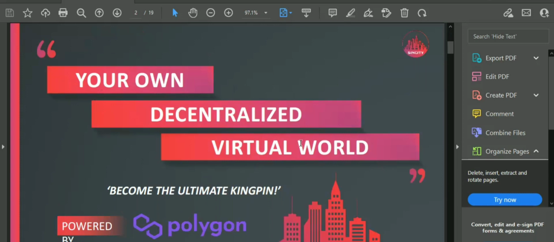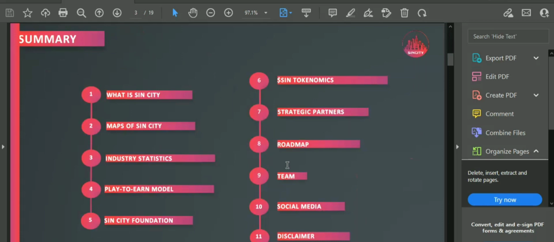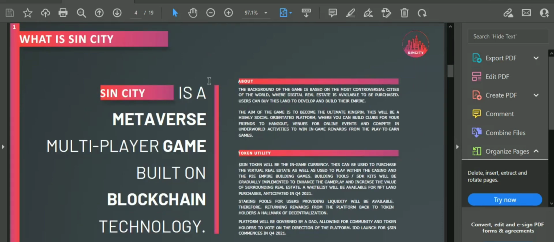Your own decentralized virtual world powered by Polygon. Here, the background of the game is based on the most controversial city, as I have told before, where digital real estate is available to be purchased. The aim of the game is to become the ultimate kingpin. This will be a highly social-oriented platform.